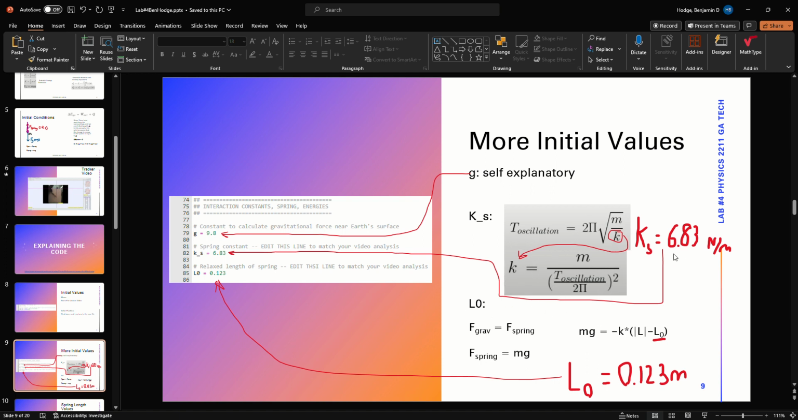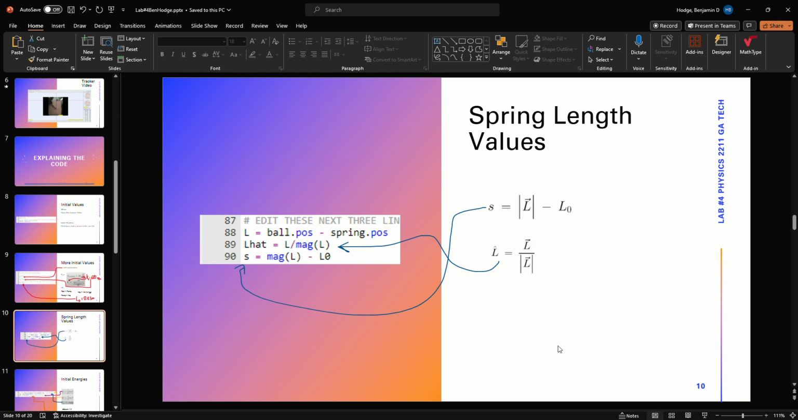Pretty complicated, but we eventually got it out to be 6.83 newtons per meter. And then for our relaxed length, we could use this equation to calculate it. Because we have K and we have the length that is currently out, we can just solve for relaxed length using the force being equivalent to mg, since the force of the spring is going to be equivalent to mg because it's equal and opposite, as explained here.